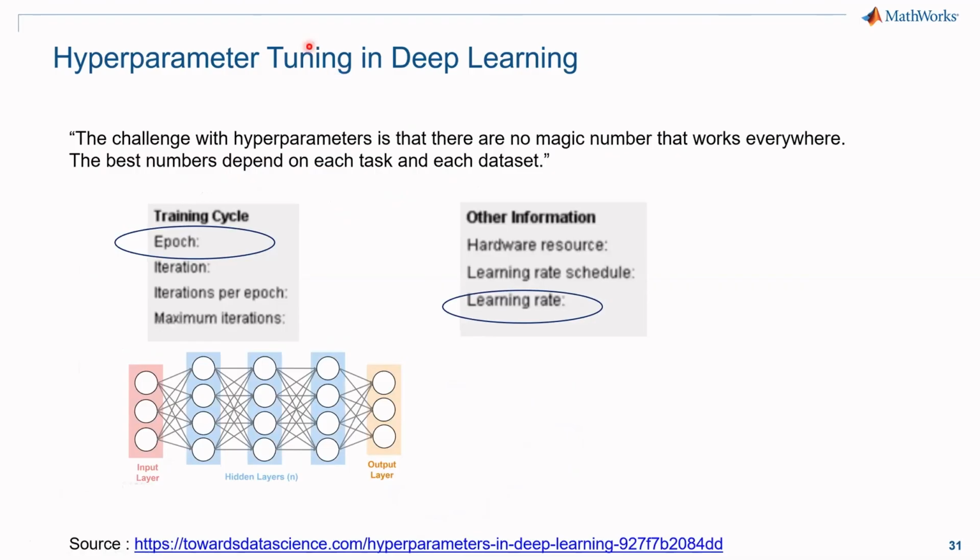And then you want to do hyperparameter tuning. As we said, epoch, learning rate, and iterations are all issues to explore. There's no magic number for each. I highly recommend this Towards Data Science article for guidance with hyperparameters.